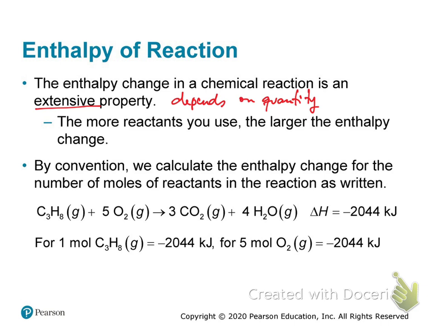So each one of the number of moles in this balanced chemical equation is also connected to this number here, meaning for every 1 mole of propane gas, 2,044 kilojoules of energy will be produced. A negative enthalpy means that the system is releasing that energy, producing that energy. So 1 mole of propane produces that much energy.